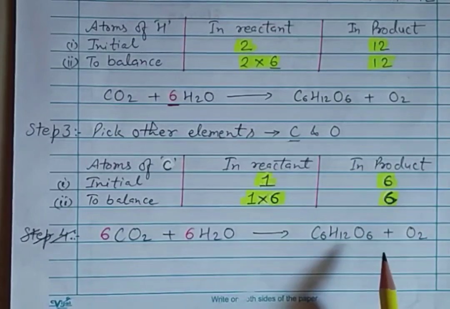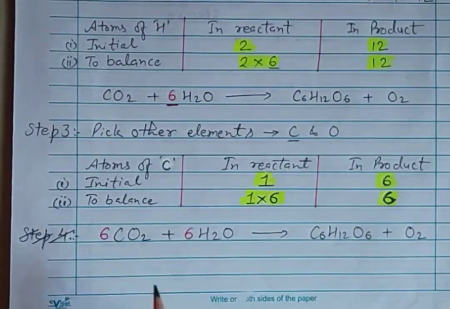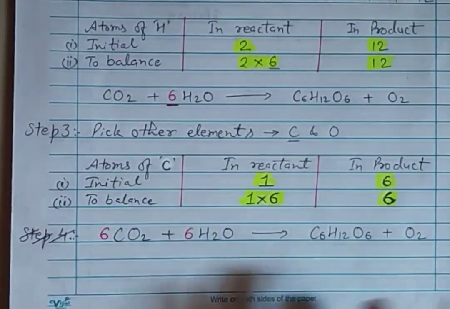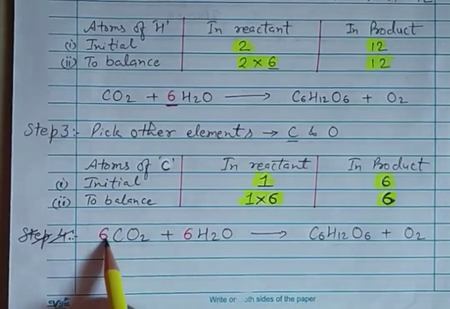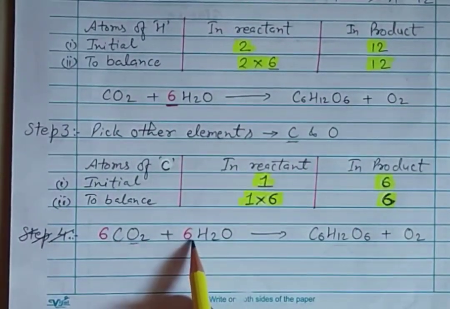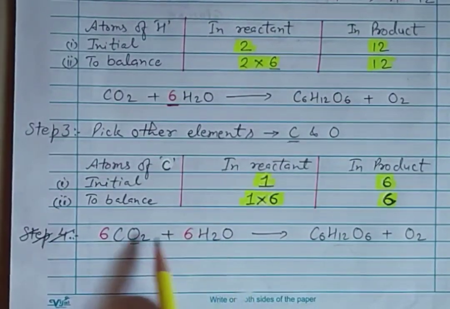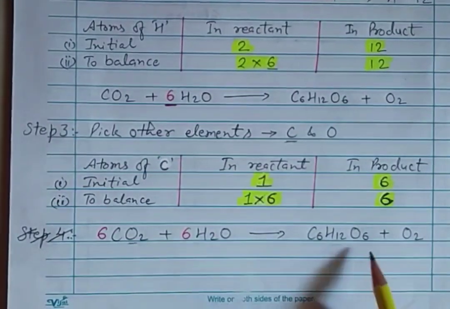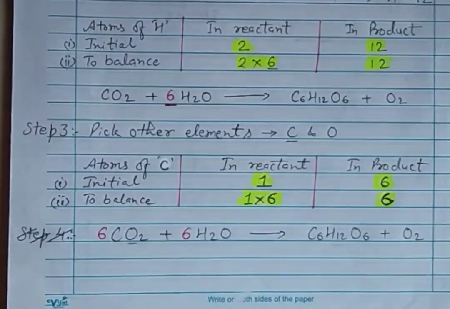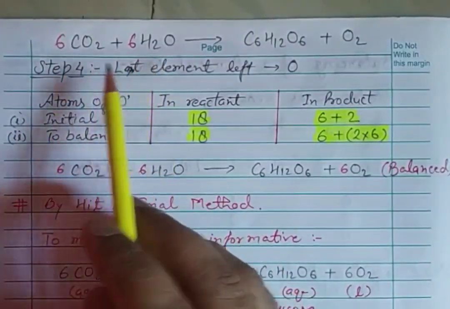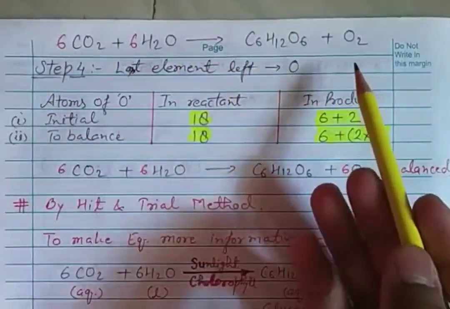So is the equation balanced now? No. Many students make this mistake: after balancing the last element they leave the equation there. But if we check again, 6 2s are 12 oxygens here, and 6 here, which makes 18, whereas on the right hand side they are only 8, 6 plus 2. So it is not balanced. After balancing hydrogen and carbon we see that oxygen has become imbalanced.